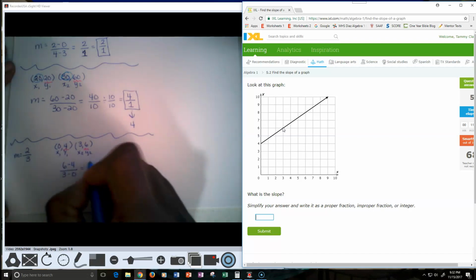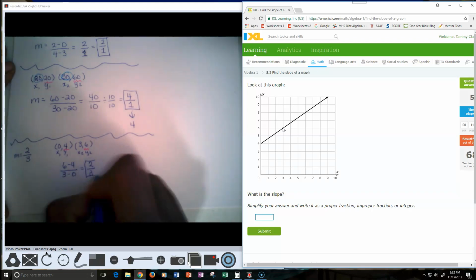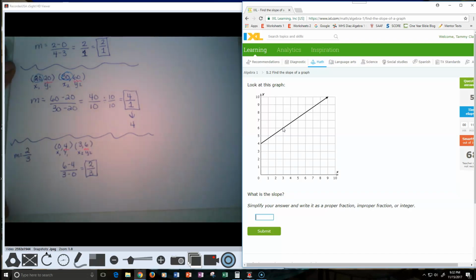Well, 6 minus 4 is 2. 3 minus 0 is 3. So we have confirmed algebraically that our slope is 2 over 3. So our rise is 2, our run is 3.